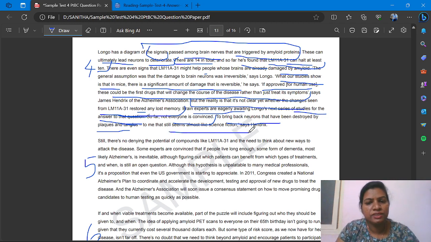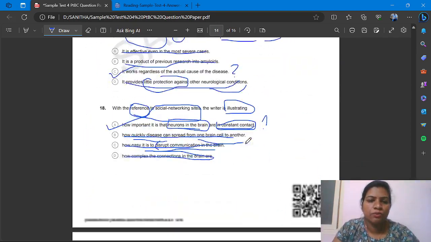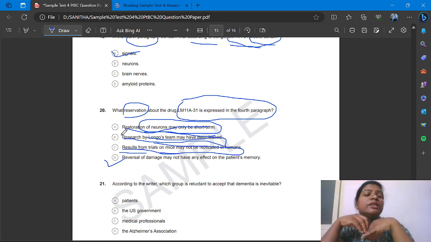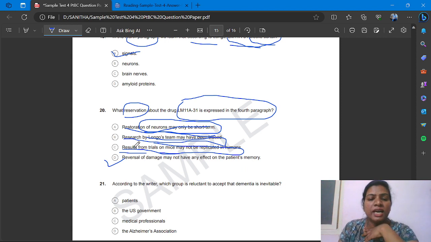Almost like a science fiction case. But here is the question. What is the question they are asking? What reservation about the drug L and W is expressed in the fourth paragraph? If you read these three options, they do not say anything about the reservation. So we have to find out the correct option. What is the correct option?